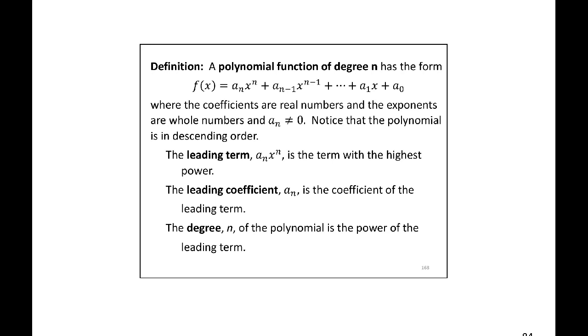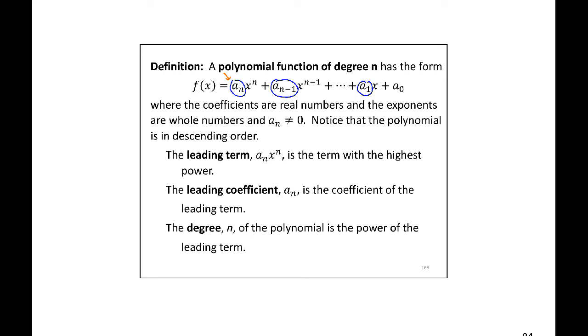These are our coefficients: the a sub n minus 1, the a sub 1, and just the a sub 0. Those are the coefficients, and those are real numbers, and they have exponents that are whole numbers. And the largest one, a sub n, cannot be 0. Notice that it's in descending order. However, they do not always appear in descending order, so be aware, because that will change some of the terms that we use and our answers.